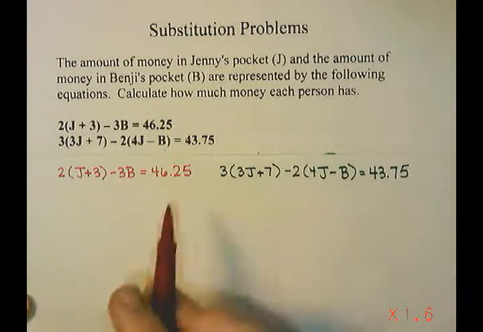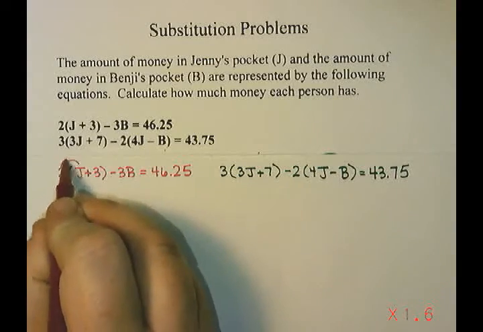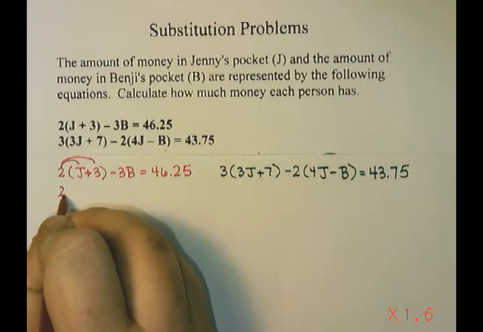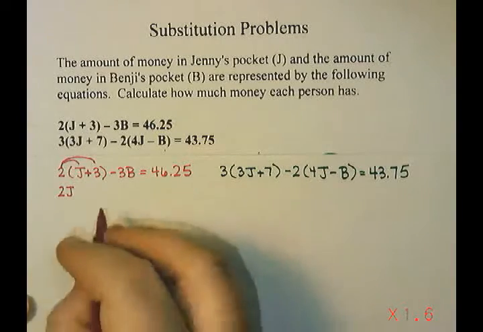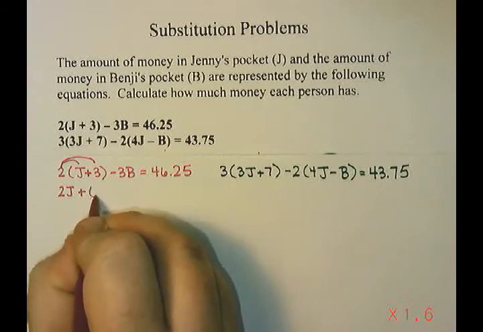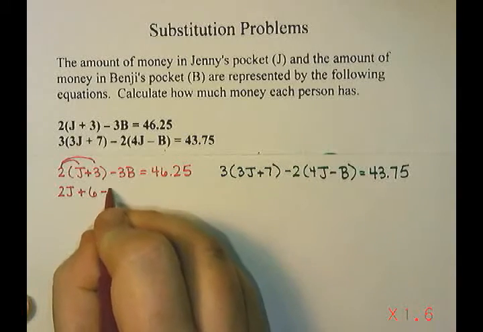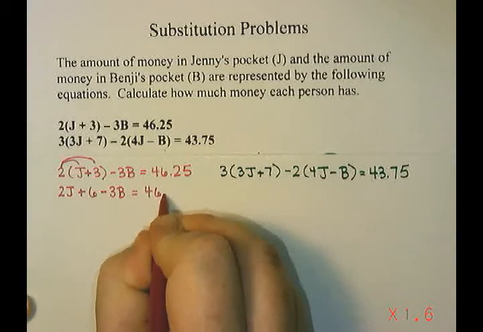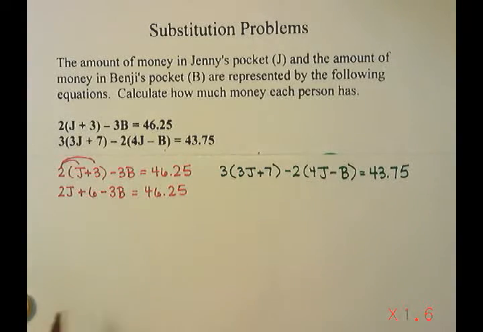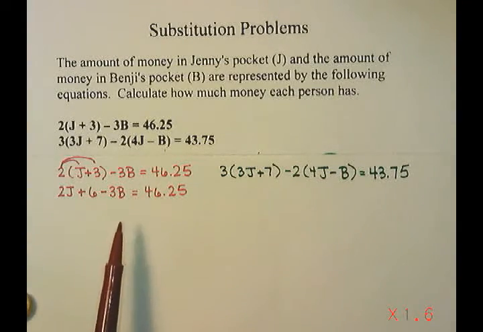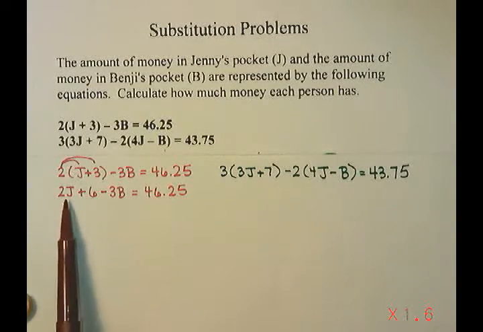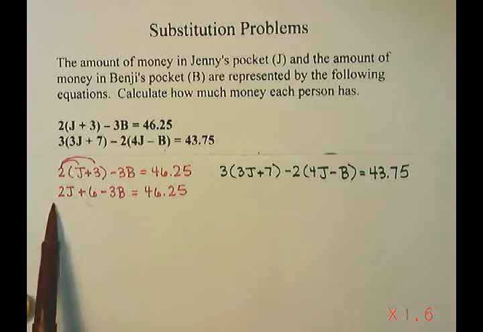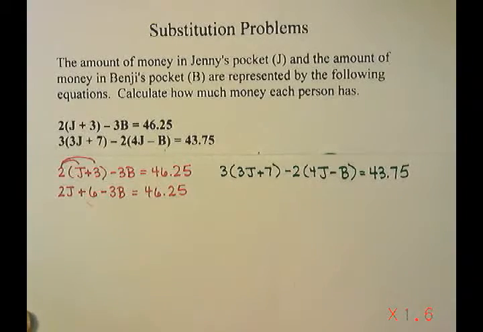So I'm going to take the first one and multiply the 2 into the bracket. So 2 times J is 2J. 2 times 3 is positive 6. And then I still have a take away 3B equals 46.25. So if I take a look at the terms on this side, I don't have any like terms. We have J, we have B's, and we have just a plain number. So none of these are like terms, so I cannot add any of them together.